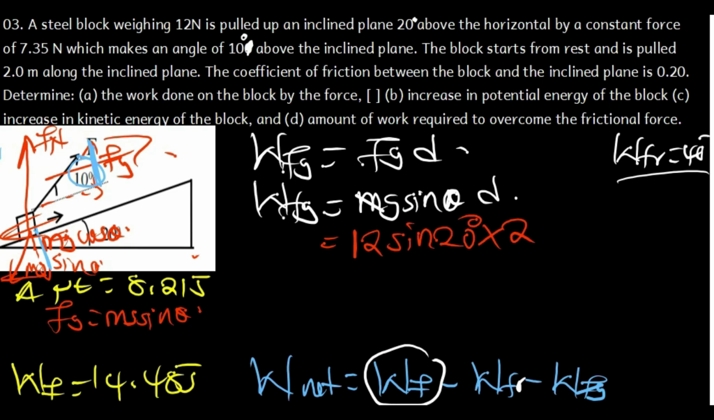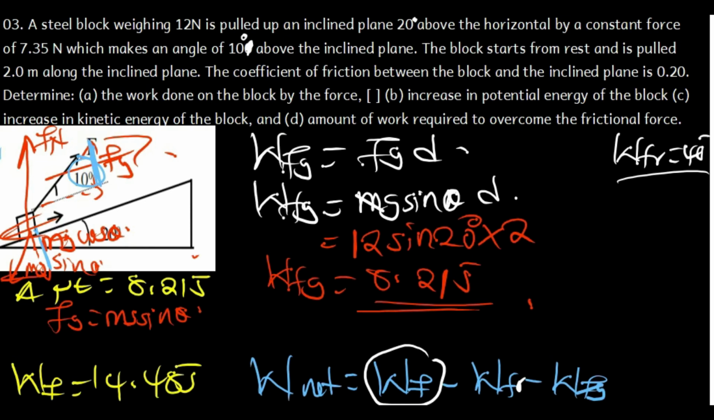Let's see. So we have 12 times 2, which is 24. 24 sine 20, which is 8. So the work done by Fg is 8.21 joules. Okay. So 8.21, that was the work done by Fg.